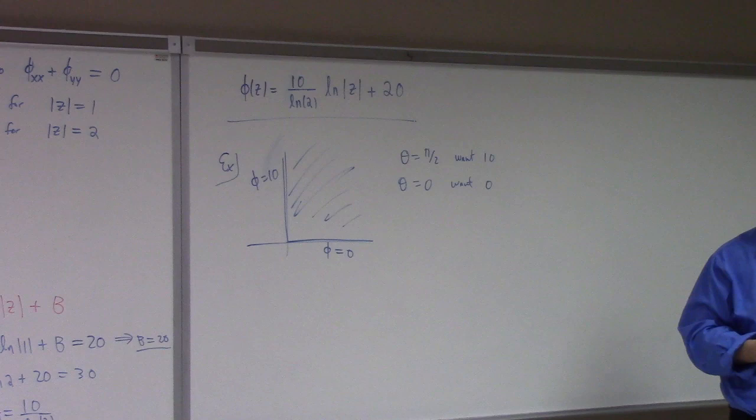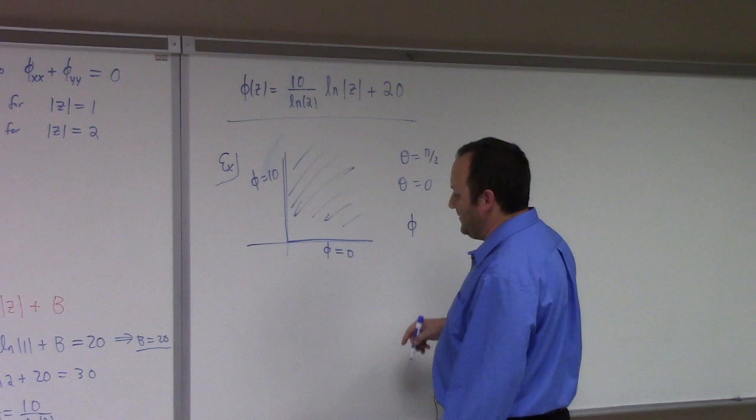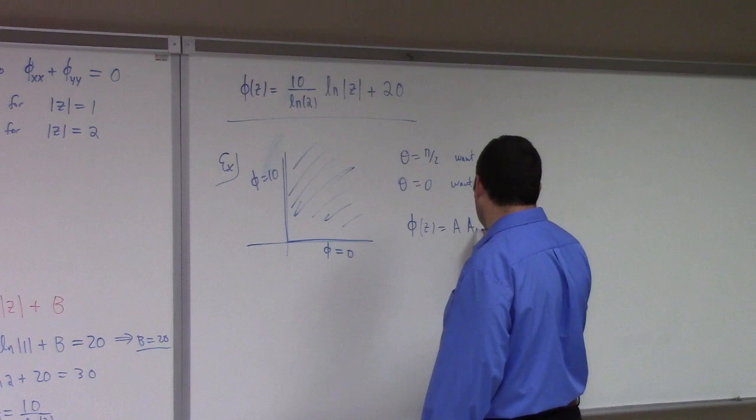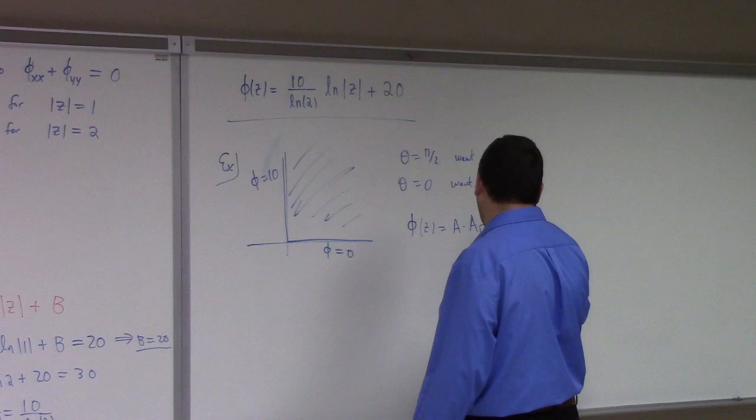What would you suggest we use there? I would suggest we try out phi. This 10 is almost too easy, and 0 is almost too easy to put there, but I put it there already, so we'll deal with it. But generically speaking, you would want to use something like phi of z is equal to a arg z plus b.